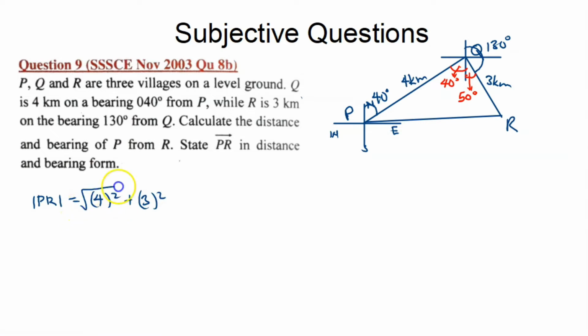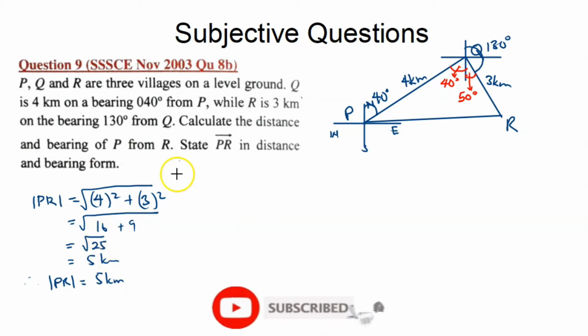And then we find the square root of it, and that gives us an answer to PR. So that is going to be square root of 16 plus 9, and that will be square root of 25. So we are having it as 5 kilometers. So you can say that therefore the length of PR, or the distance between P and R, is equal to 5 kilometers. Now, without wasting my time, we move on to calculate the bearing of P from R.